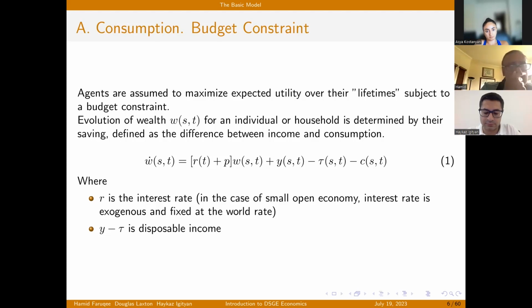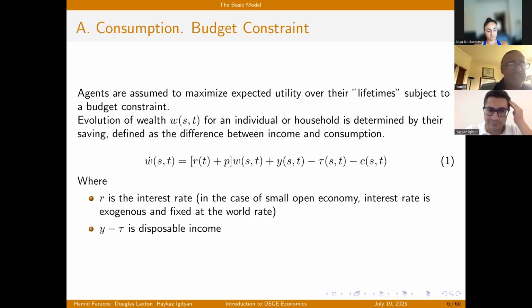And you can see the notation. Let me just help people understand this. W is wealth, S is the index for that particular generation, and T is the time index. So in this model, because we now have overlapping generations, we have to keep track of these generations, and S is that index, that vintage of which generation we're talking about.